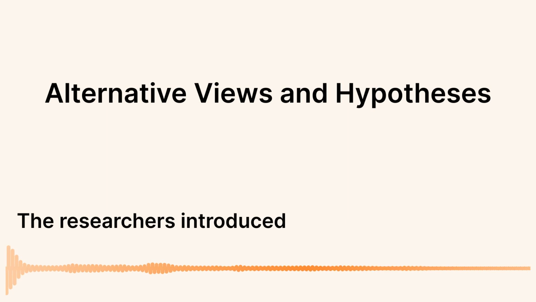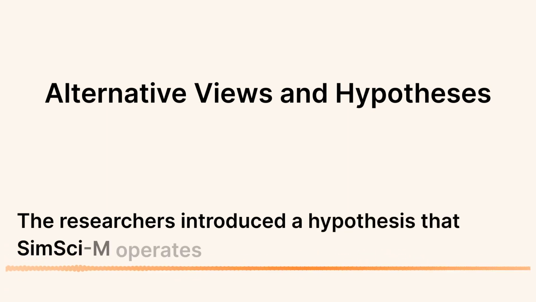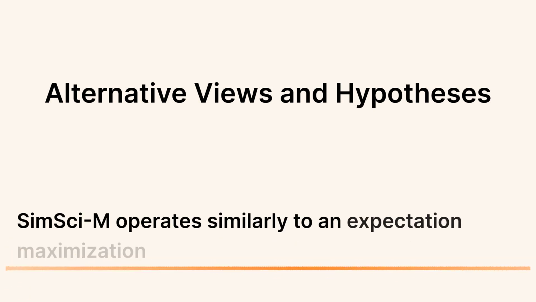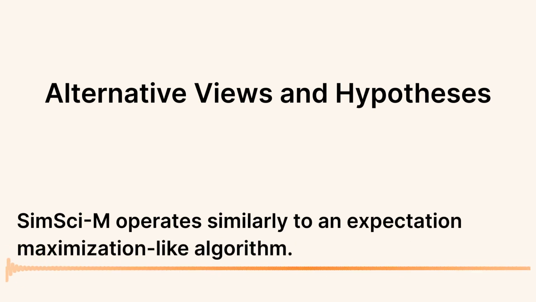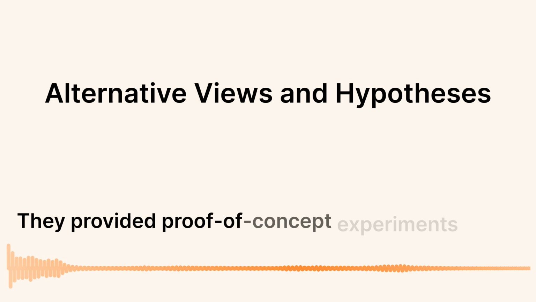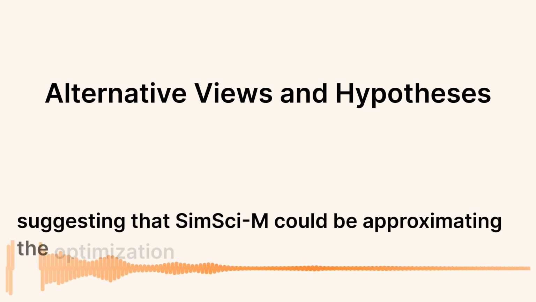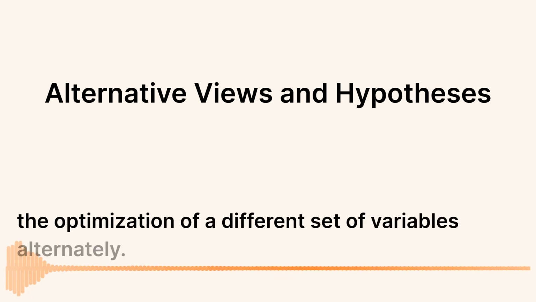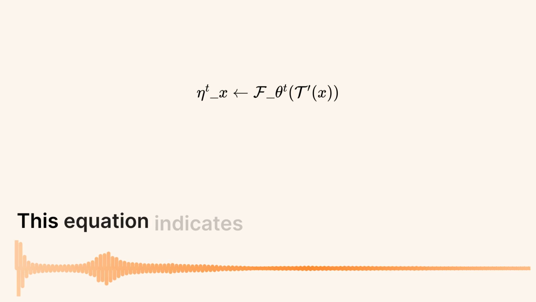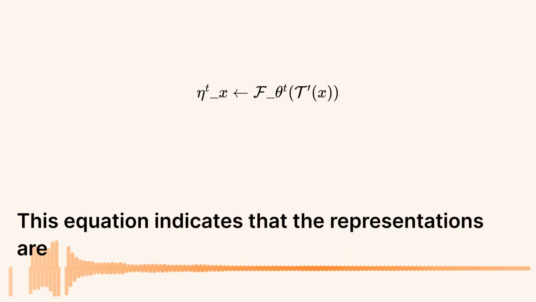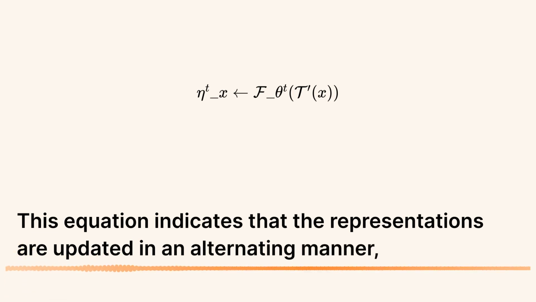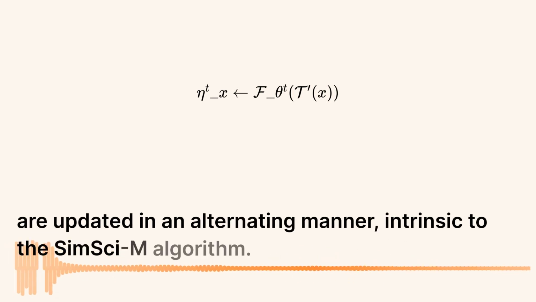The researchers introduced a hypothesis that SimSiam operates similarly to an expectation maximization-like algorithm. They provided proof-of-concept experiments suggesting that SimSiam could be approximating the optimization of a different set of variables alternately. This equation indicates that the representations are updated in an alternating manner, intrinsic to the SimSiam algorithm.